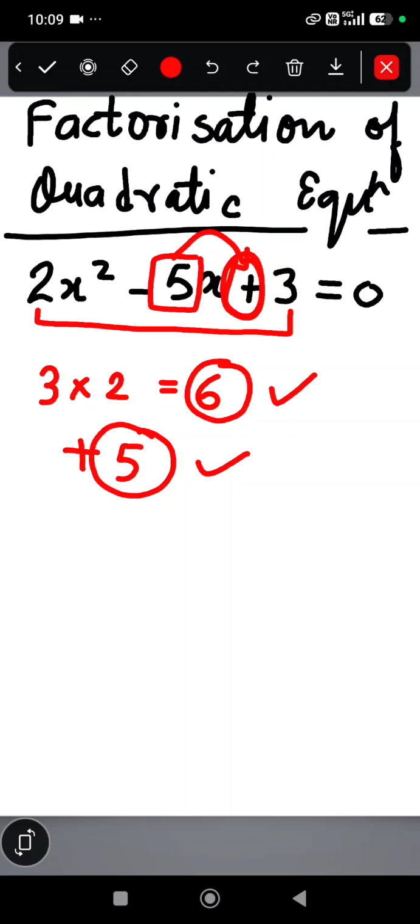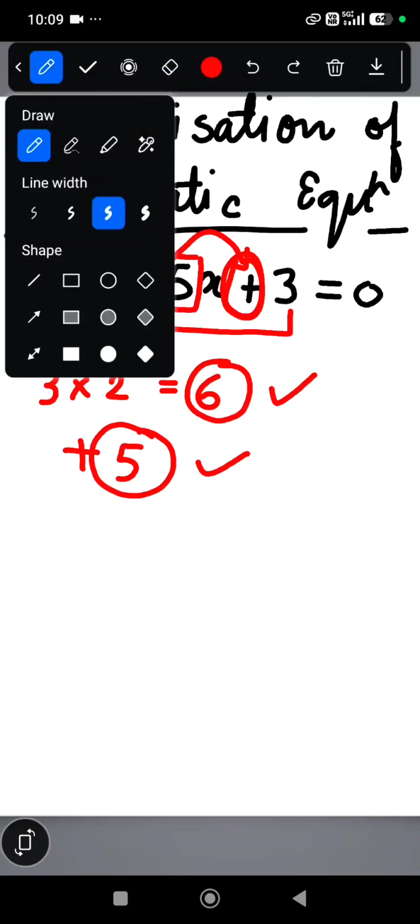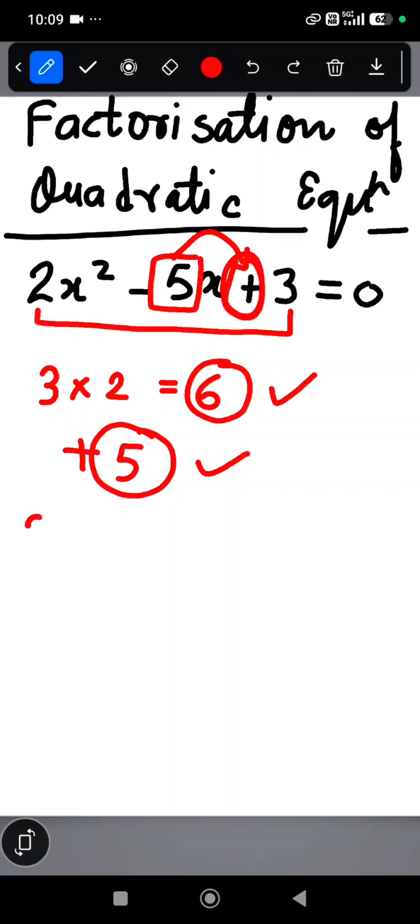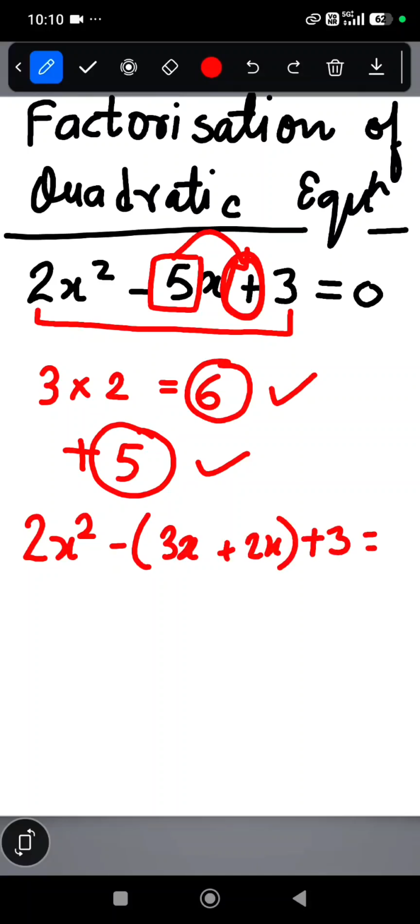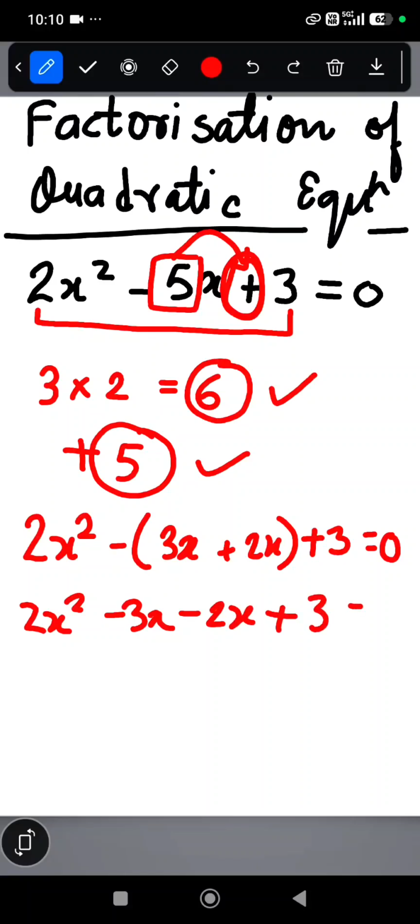So this sign, we can take 2 and 3 only, right? Because 3 and minus 2 would not work. So 2x plus 3x. So 2x² minus 3x minus 2x plus 3 equals 0. Then multiply with the negative sign: negative 3x, negative 2x plus 3 equals 0.